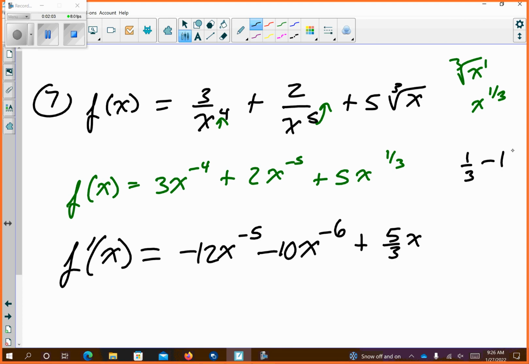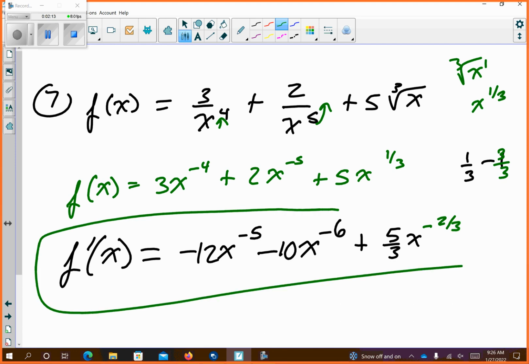You have to realize that 1 is the same thing as 3/3, so this gives me negative 2/3 once I subtract. And that's basically my derivative. Once you have your derivative, depending upon which course you're in, they might want you to move the exponents back down. I don't think it's totally necessary for this class. So take care of that.